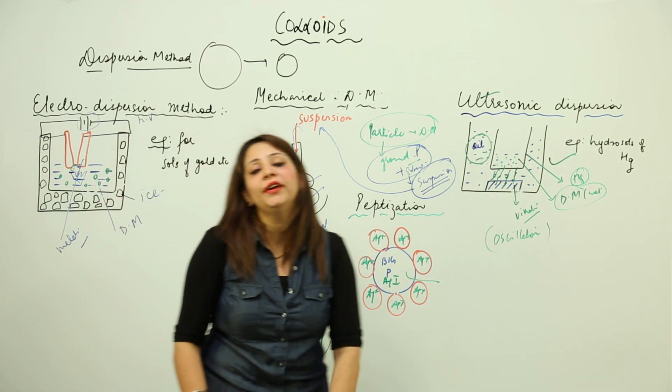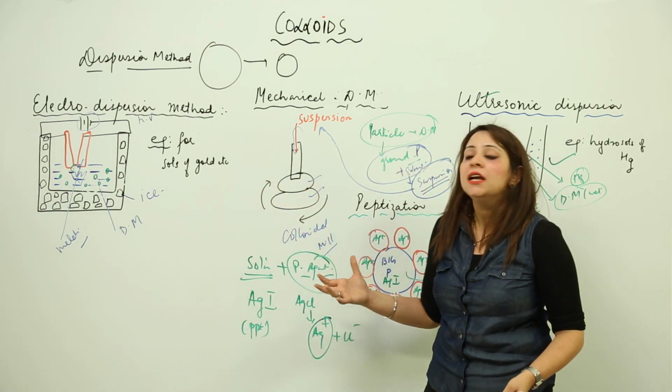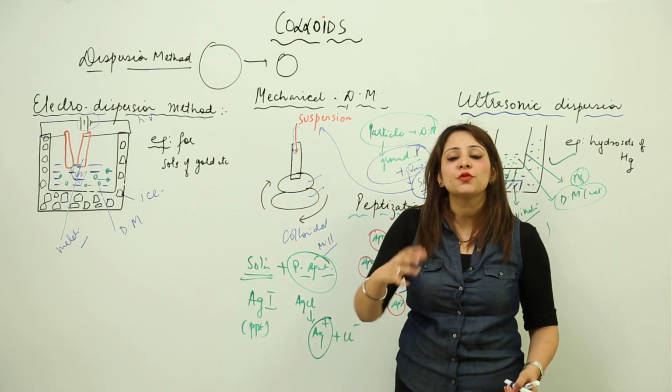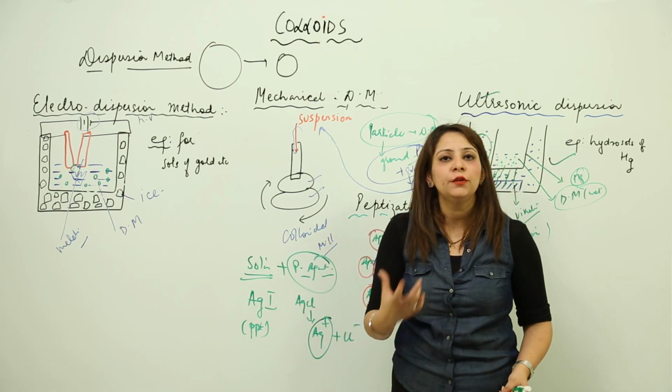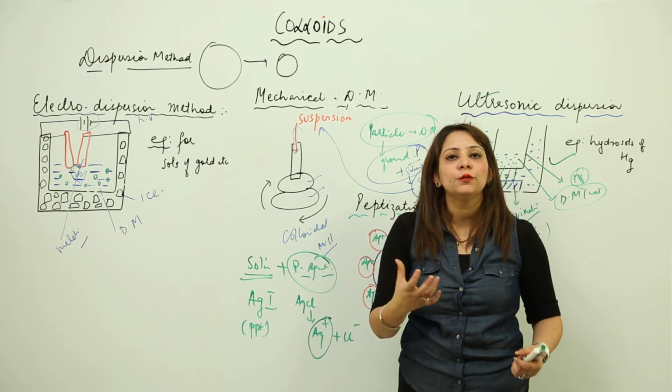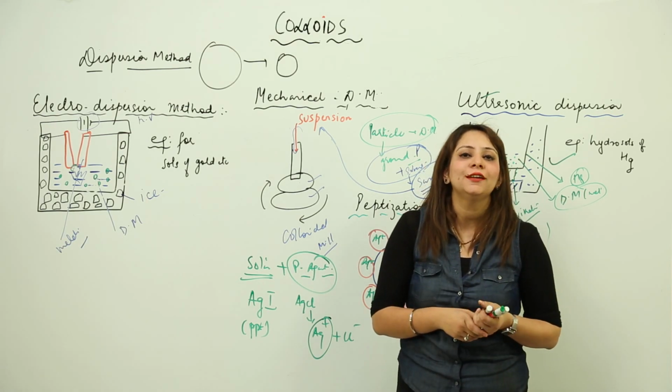So this is how we can employ any of the methods depending upon the property, like which colloid we wish to make. We have these four methods which involve the basic thing, that is the conversion of a bigger particle into a smaller particle of the colloidal range.